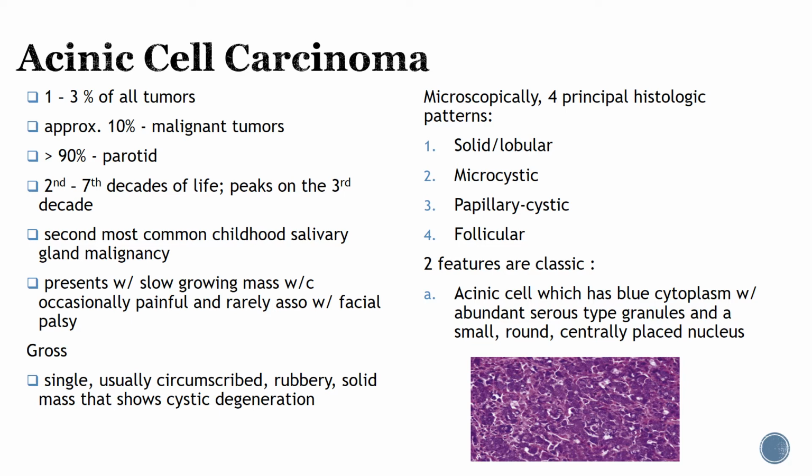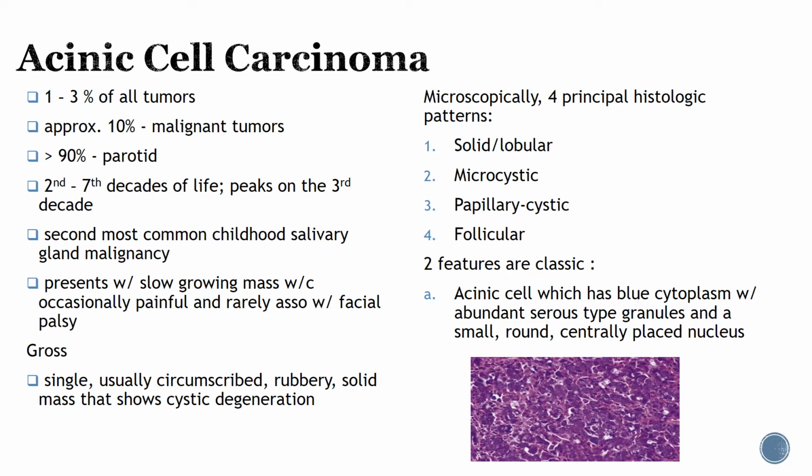Acinic cell carcinoma accounts for 1 to 3% of all salivary tumors and approximately 10% of all malignant tumors, and more than 90% occur in the parotid, and the rest are scattered among minor salivary gland sites and rarely the submandibular gland. The tumors are relatively evenly distributed in the second through seventh decades, with a peak in incidence in the third decade. It is the second most common childhood salivary gland malignancy.